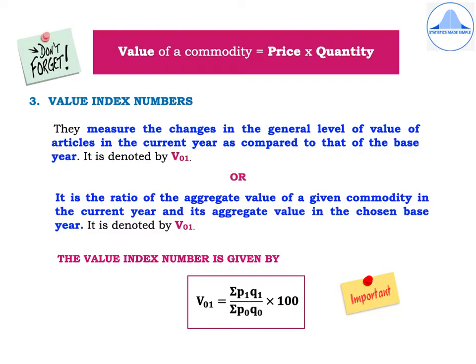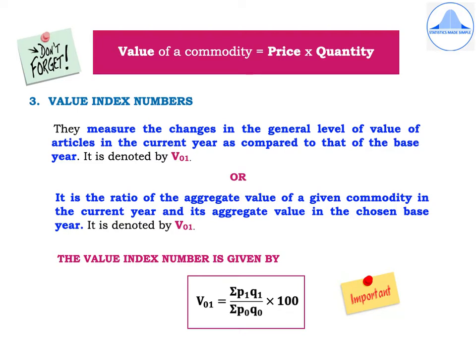Recollect that the value of a commodity is equal to price into quantity. The third and the last type of index number is the value index number. They measure the changes in the general level of value of articles in the current year as compared to that of the base year, and it is denoted by V01. It can also be defined as the ratio of the aggregate value of a given commodity in the current year and its aggregate value in the chosen base year, which is denoted by V01.